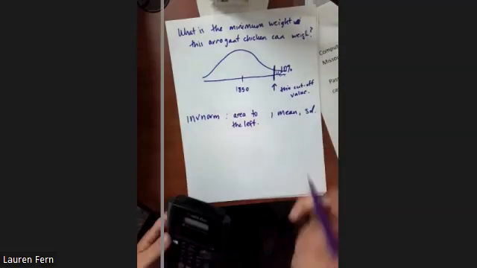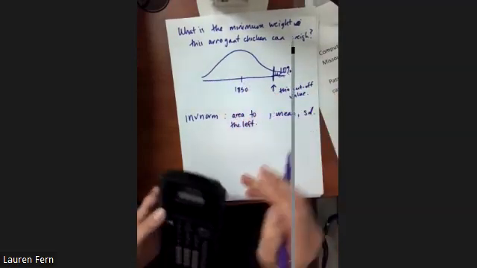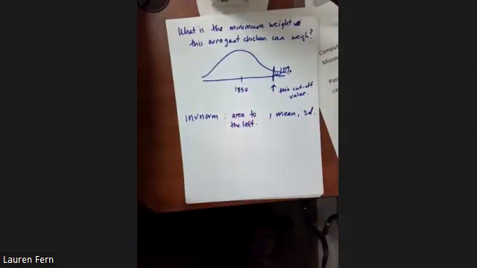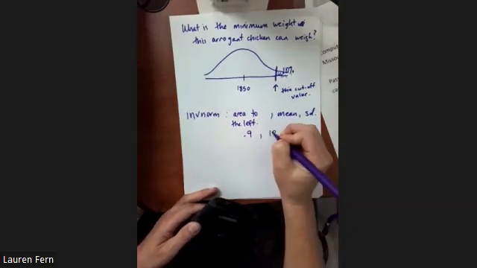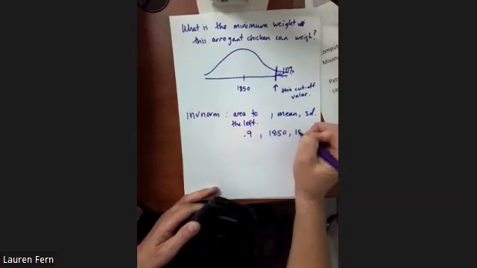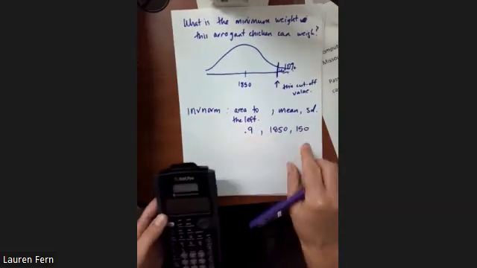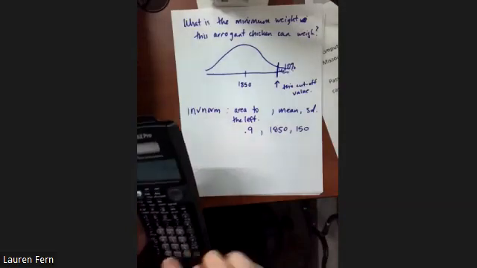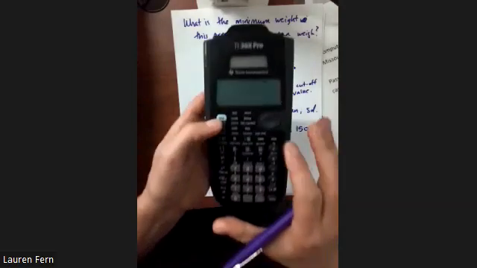Okay, so if 10% is to the right, tell me, what is the percent to the left? 90%. How'd you know that? Because it's got to add up to 100%. So here, the key values that you need to enter are the 0.9, the 1850, and the 150. Now I'll show you on each of your calculators how you would do that.